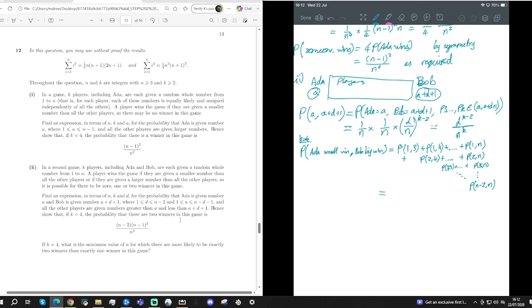So this can be equal to the sum over, and I should get the summations the right way around, so I'm summing over D from 1 to n minus 2 of the sum of A going from 1 to n minus D minus 1 of D squared over n to the 4.